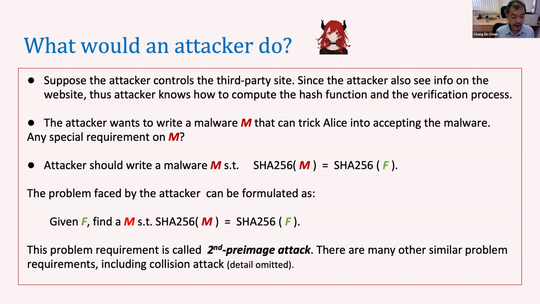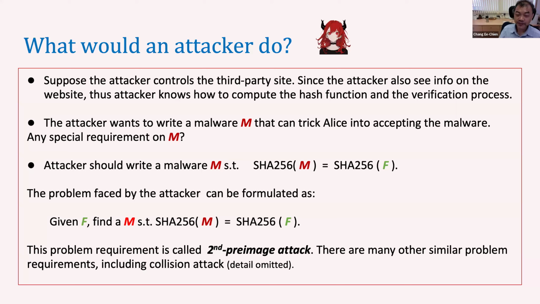This problem is posed to the attacker, and from the attacker's point of view, he is trying to solve the so-called second pre-image attack. This is just a name. The second pre-image attack is this: given F, find an M that is different from F, such that the digest of M is the same as the digest of F. This is the goal of the attacker. What does the attacker have? In this case, the attacker has F, that's all, and the knowledge of the process.